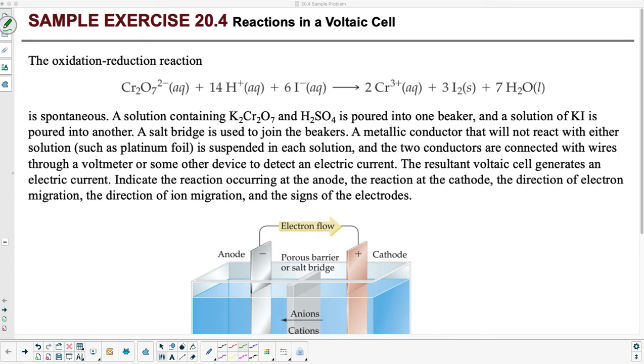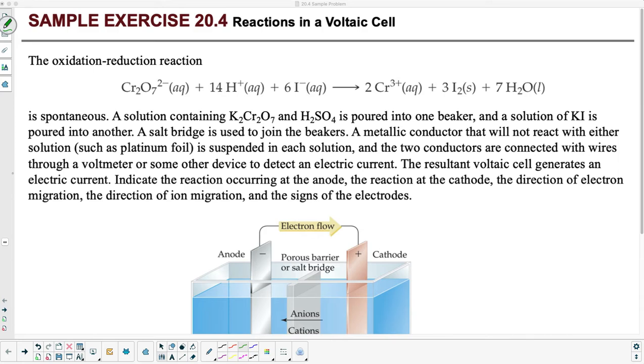A solution containing K2Cr2O7, or potassium dichromate, and sulfuric acid is poured into one beaker, and a solution of KI, potassium iodide, is poured into another. The salt bridge is used to join the beakers. A metallic conductor that will not react with either solution, such as platinum foil, is suspended in each solution.